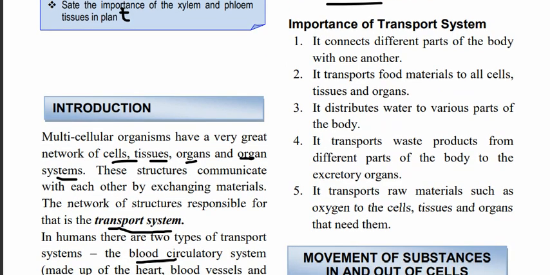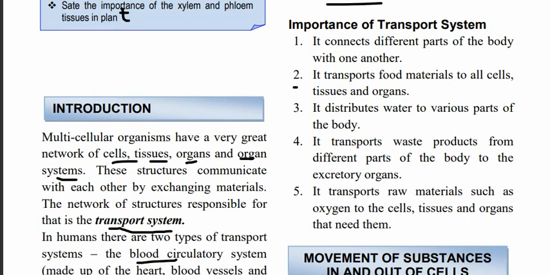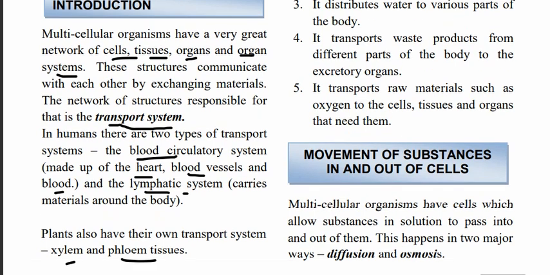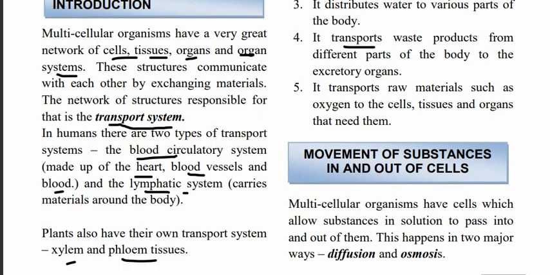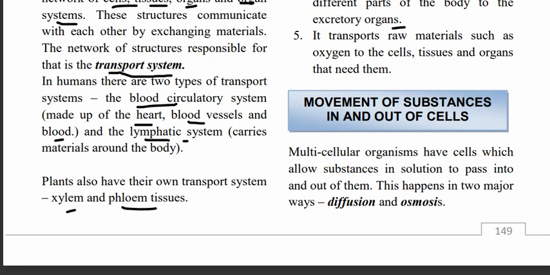Importance of the transport system: it connects different parts of the body with one another. It transports food materials to all cells, tissues, and organs, and it distributes water to various parts of the body. It transports waste products from different parts of the body to excretory organs. And the last one, it transports raw materials such as oxygen to the cells, tissues, and organs that need them.